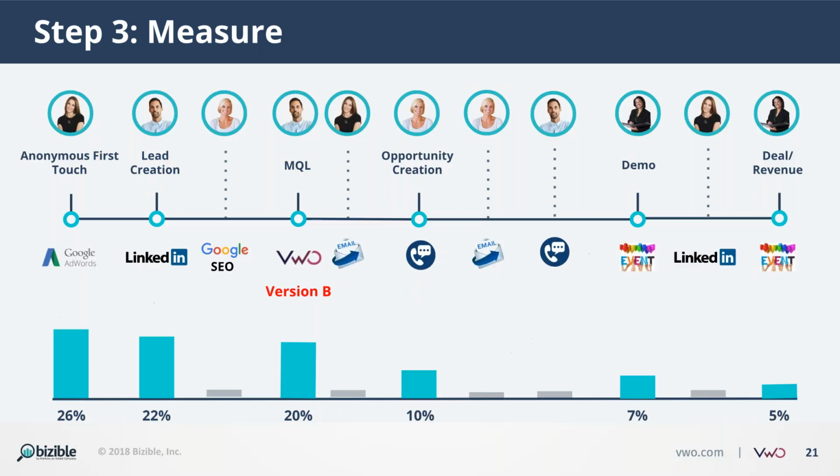And here you can see that at the MQL stage, this person in this account saw version B of our experiment. Since the account eventually became a customer, we can attribute the revenue from the deal back to the touches that led up to it. Here you can see on the bottom, we're using a custom attribution model that gives 20% to the MQL touch.